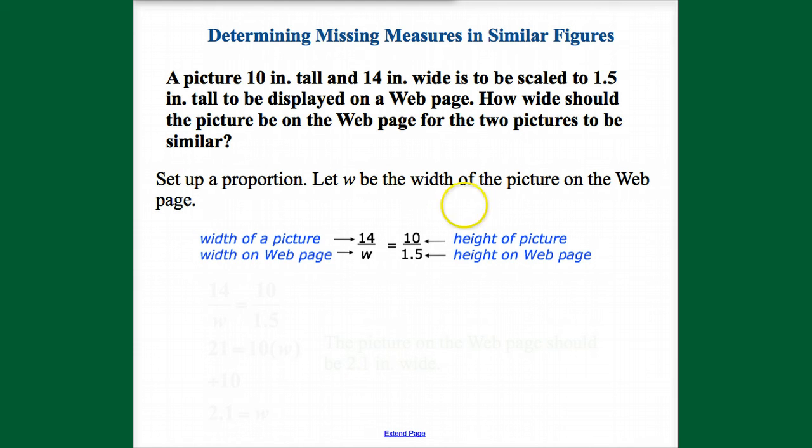So we're going to see that the width of the picture is 14 and the height of the picture is 10. The width of the web page is what we're trying to find out, and 1.5 is the height on the web page.